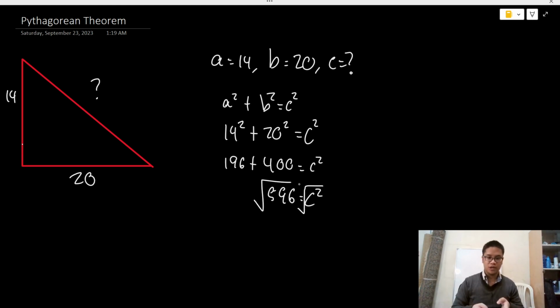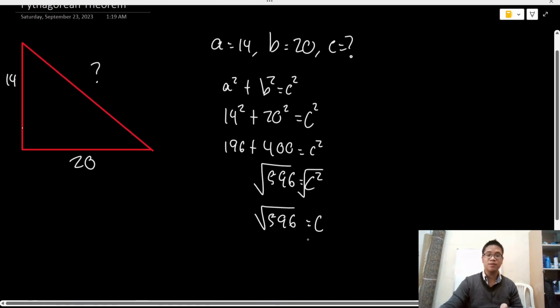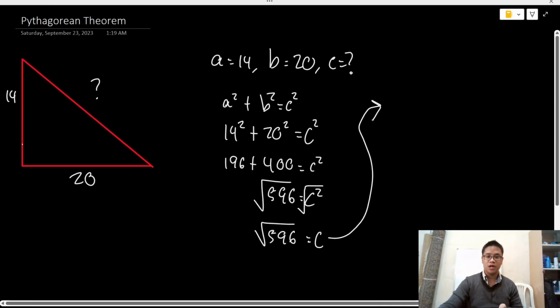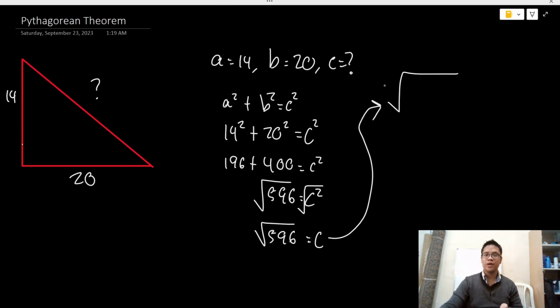So the square root of 596 is just, yeah, it's just the same. The square root of 596 is equal to C. Or we can simplify this one because you see, we can have 596 as 4 times 149, because 4 times 149 is equal to 596.